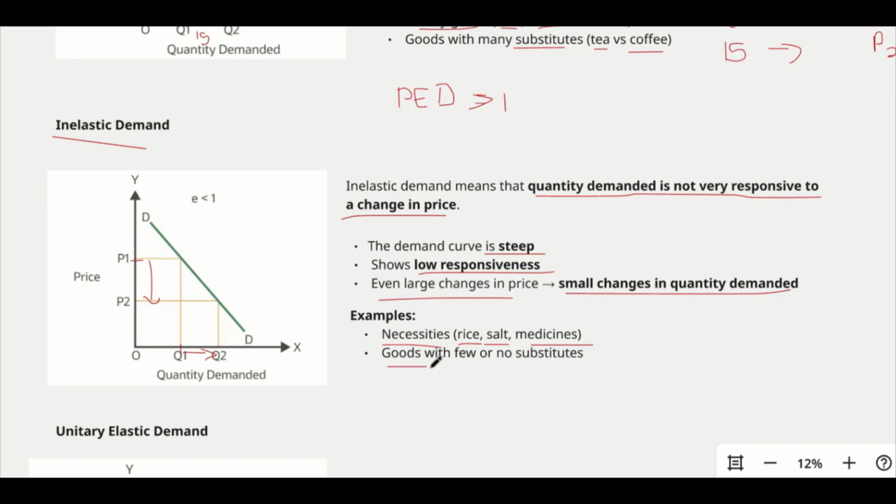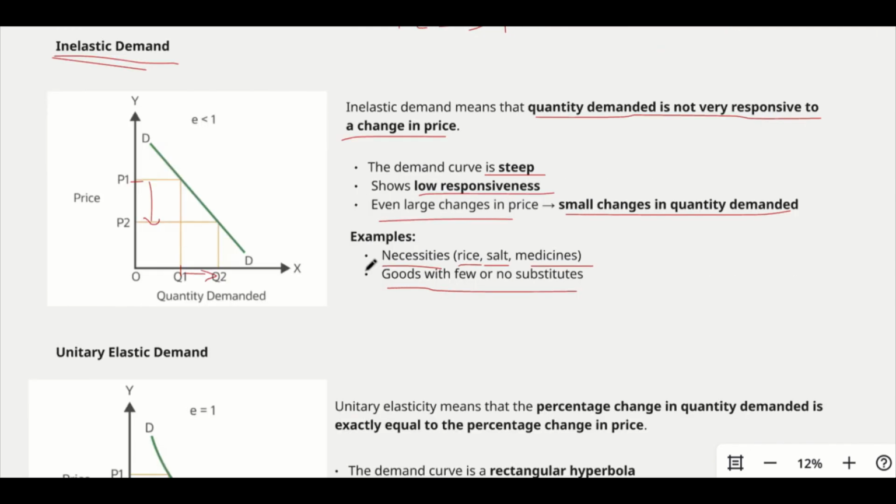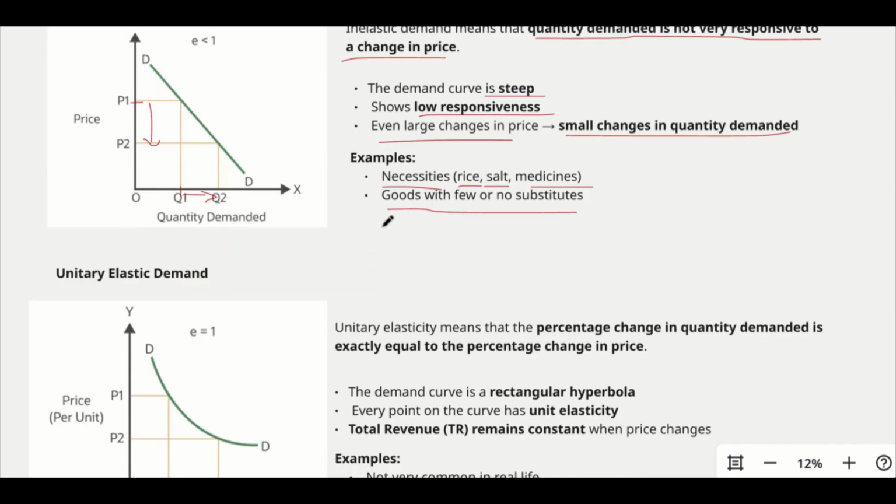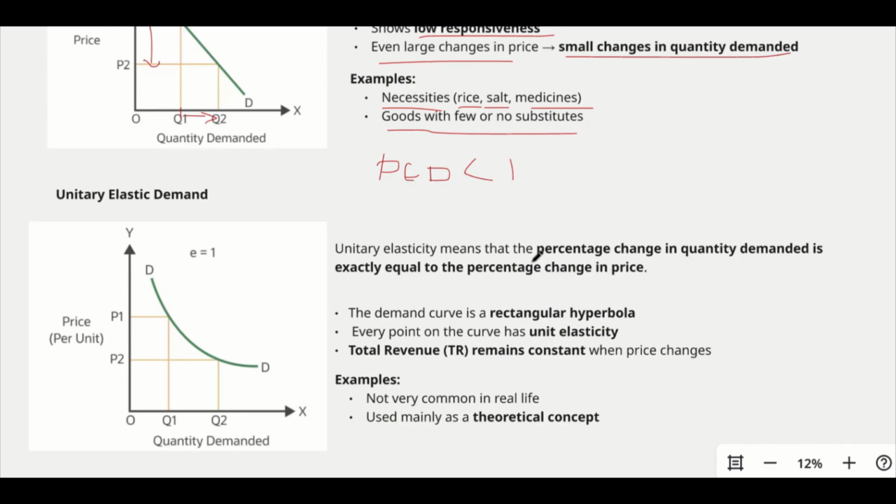And also goods with few or no substitutes. No matter how the price increases, we will have to buy that. And even though the price is decreased, beyond a certain limit we won't buy more quantities as well. That kind of goods will be considered as inelastic demand. So the price elasticity of demand for inelastic goods will be less than 1.